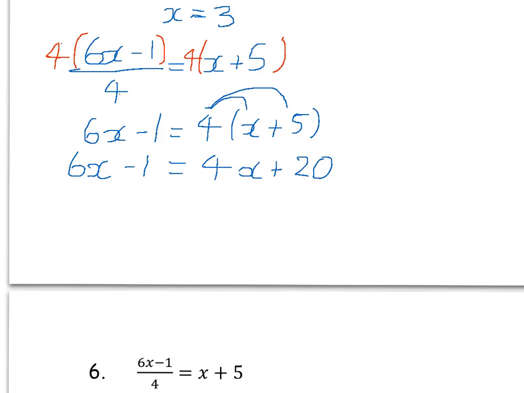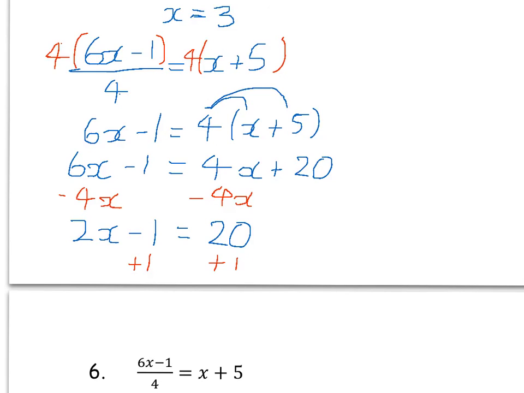Now it's a question like we just looked at. So identify which one's the higher amount of x. Well, it's a 6x. So we're going to subtract 4x from both sides. So we're just left with x's on one side. So we've now got 2x minus 1 is equal to 20. Next step is to get 2x on its own by adding 1 to both sides.